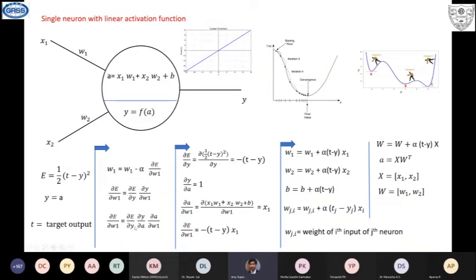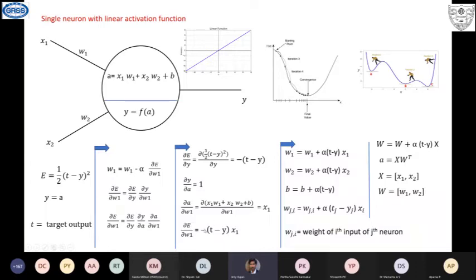Now we will solve these terms separately. So what is dou e by dou y? We know that e is equal to half of (t minus y) the whole squared. If you take the derivative with respect to y, we will get minus of (t minus y). This half and this 2 will cancel each other. That is why they used a half here. And dou y by dou a will be 1 because y is equal to a. And dou a by dou w1: this is our a, the weighted sum, and we are taking the derivative with respect to w1, so the result will be x1. So dou e by dou w1 will be minus of (t minus y) into x1.